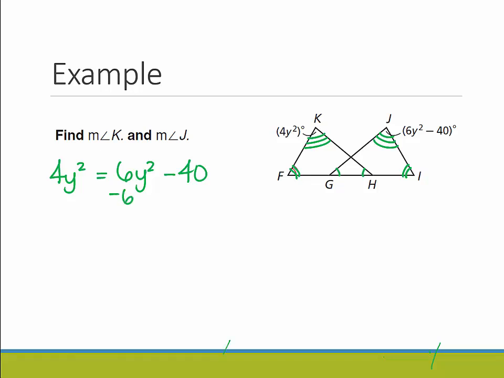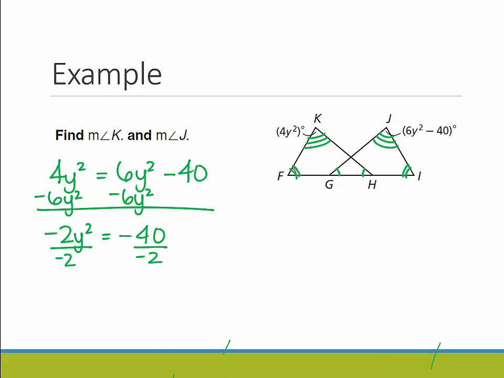So if I want to solve this, I'm going to subtract 6y squared from both sides. We get negative 2y squared equals negative 40. Because this is a y squared, we're going to have to undo that square with the square root. So let's get y squared by itself. So I get y squared equals 20. And to undo that square, take the square root of both sides. And we end up with y being a decimal, since this isn't a perfect square. And we get 4.47. So again, that's not our answer.